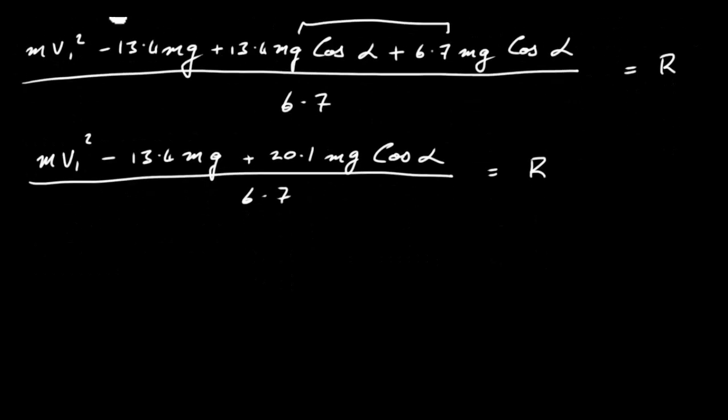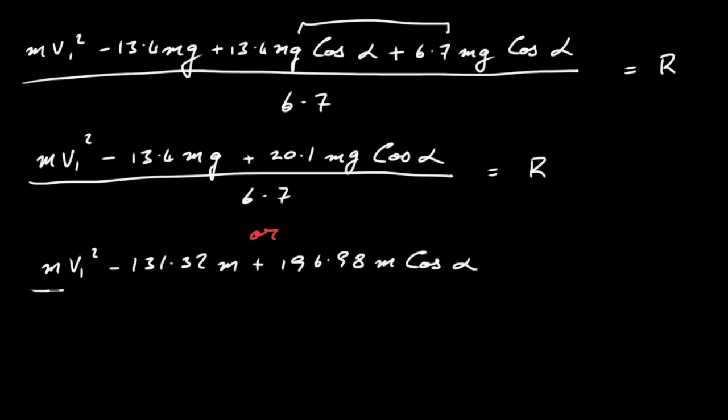So that's really it. But what I might do here is just give you the other version where you multiply out the g's. So that's mv1 squared minus 131.32 m plus 196.98 m cos alpha, and that's all over 6.7, and that's or. So that's part A2 finished.